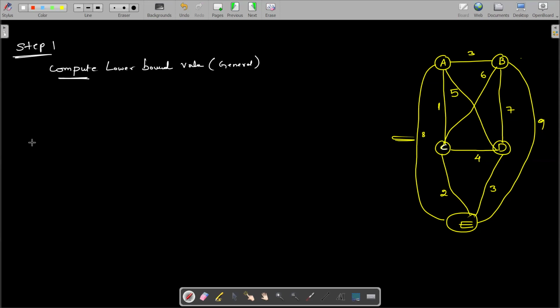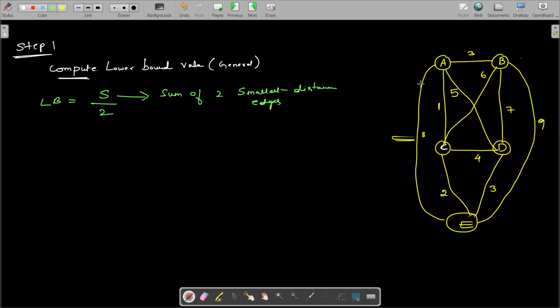Let's see the graph. We have a graph here, and we have one formula. What is this formula? Lower bound L is equal to S divided by 2. What is this? S is nothing but the sum of the two smallest distance edges.